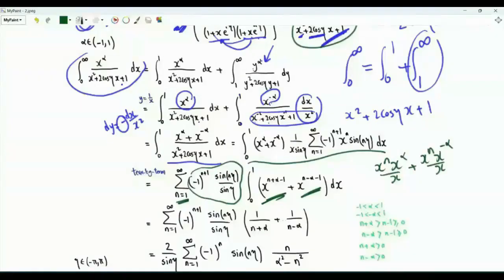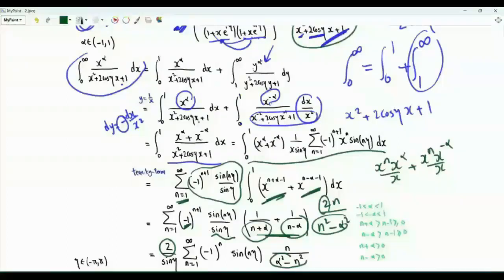Integrating, we get 1 over n plus alpha plus 1 over n minus alpha. These are guaranteed to be strictly positive so long as the absolute value of alpha is strictly less than 1. This bracket can be written as n squared minus alpha squared. In the numerator, we have 2n. We can take this 2 outside. We can use a minus 1 from here to make the denominator equal to alpha squared minus n squared.